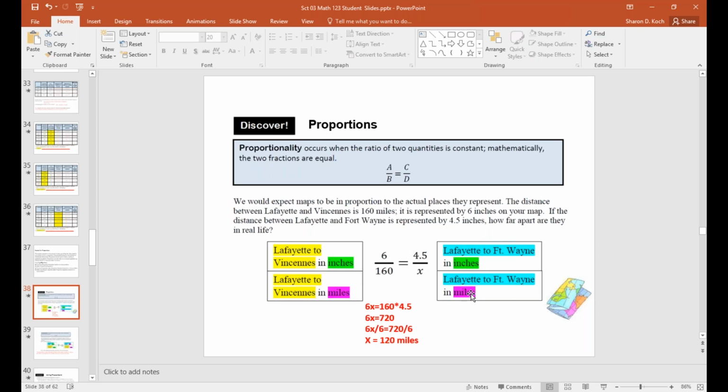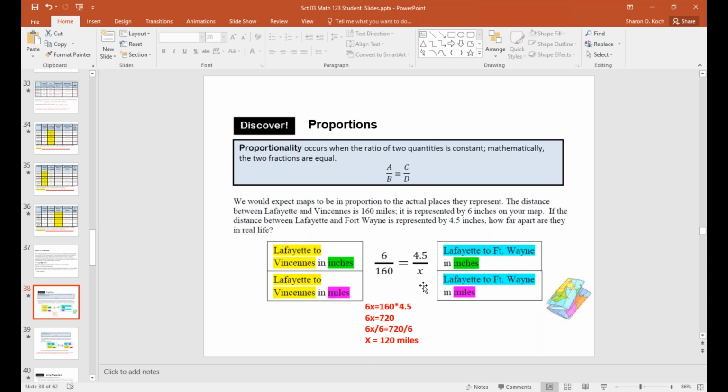Now what I want to do is fill in what I know. I already know both numbers for Lafayette to Vincennes. So on this one side, I'm going to fill in Lafayette to Vincennes inches and miles. Now for the other side, going Lafayette to Fort Wayne, I only know the total inches. I'm trying to figure out the mileage. Since that's the thing I know the least about, that's where I'm going to put my variable. It really doesn't matter which letter you use, but we like to use x in math. So that's why we put an x.